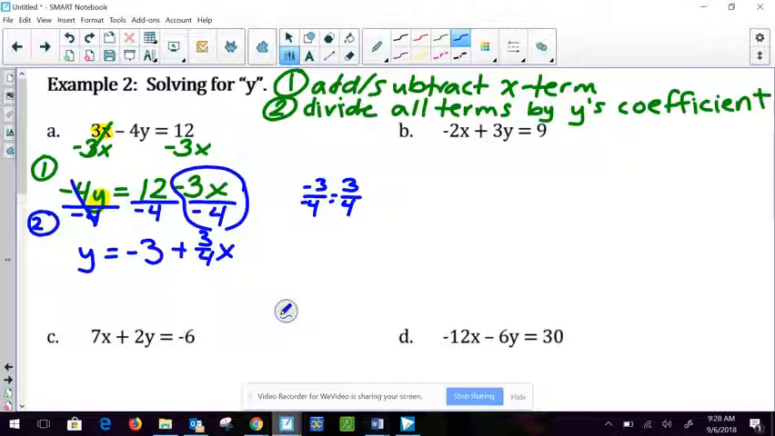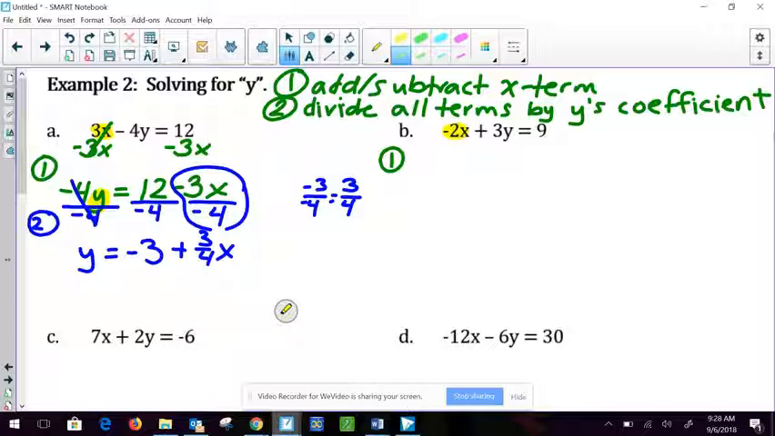How does that feel? Let's go ahead and try another one because these steps can be a little tricky. So looking at letter B, we have negative 2x plus 3y is equal to 9. Again, step 1 is we are going to add or subtract the x term. It is a negative 2x.